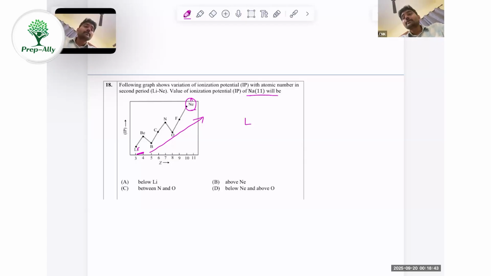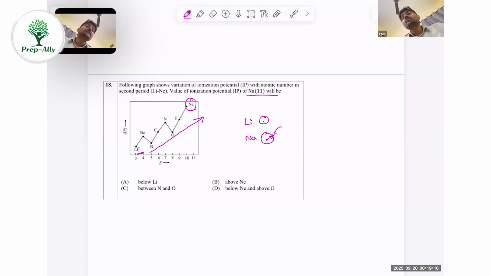Now you tell me, lithium belongs to the second period, and 2s1 is its electron configuration. Sodium is 3s1, and its size is larger than lithium. Whenever size is larger, the radius is more, so the amount of energy required to remove the electron will be less. Why? Because the effective nuclear charge is less, and the attraction between the nucleus and electrons is less. So you can remove that valence electron very easily by applying less energy.